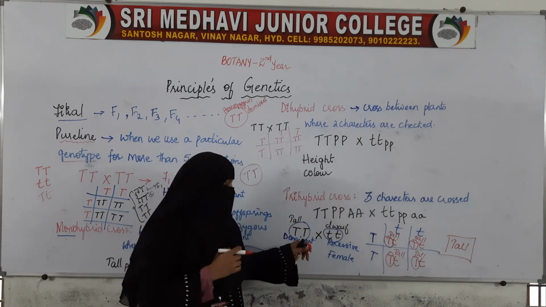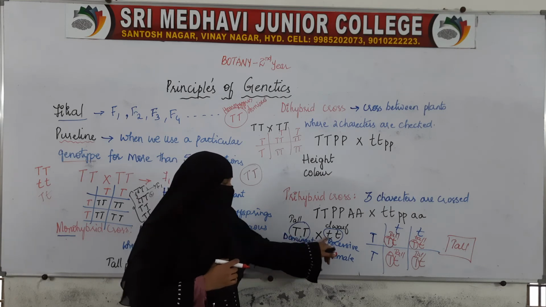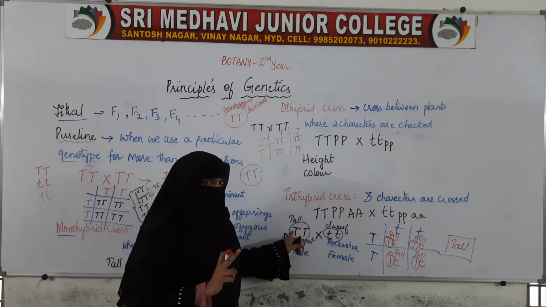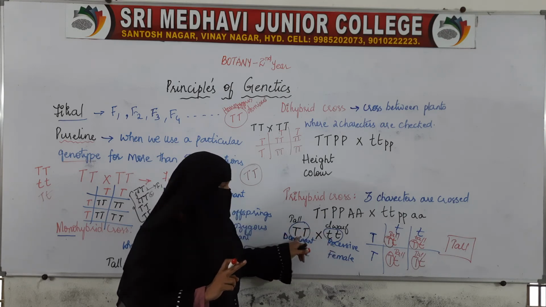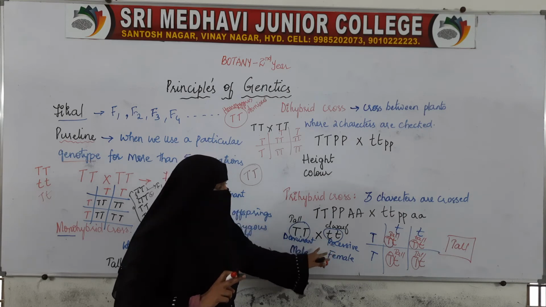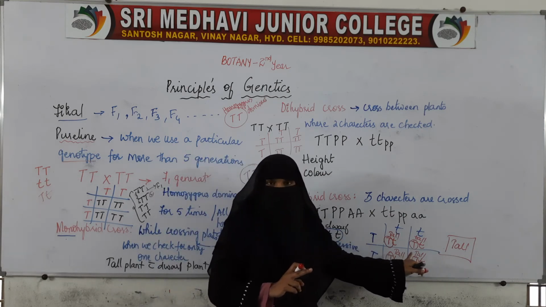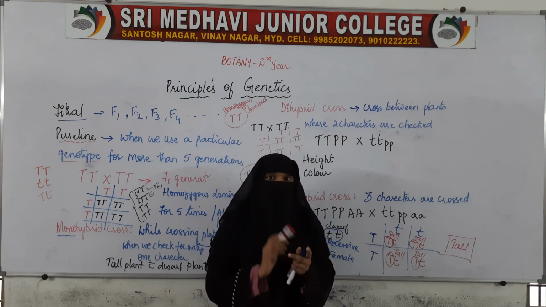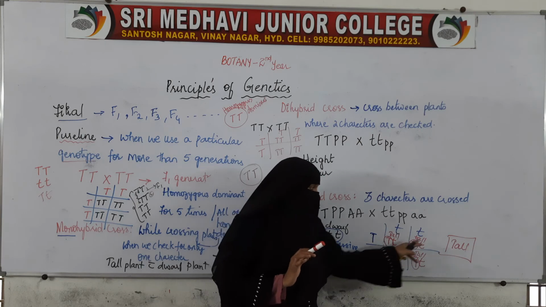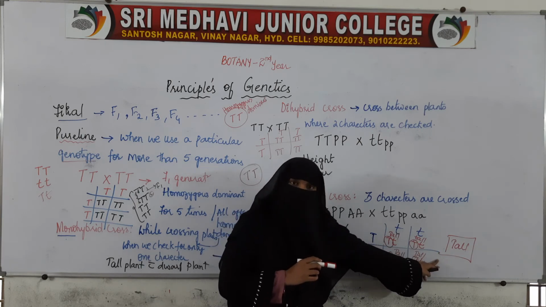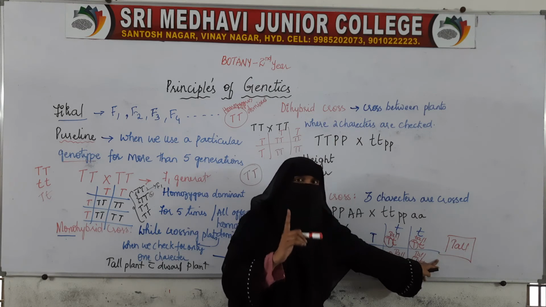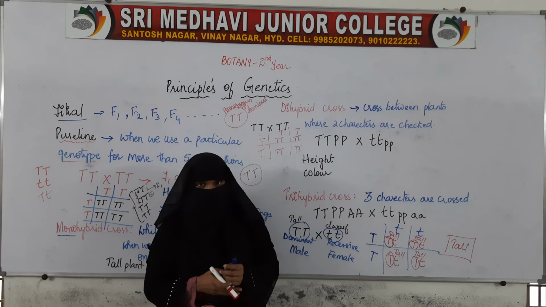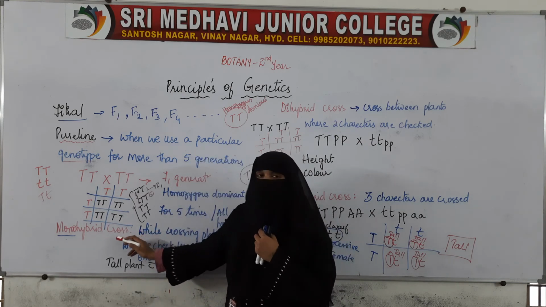So when there is a cross between a tall and a dwarf plant, one character we are using, that is height: tall height and short height. When there is a cross between tall height and short height, all the probable children will be tall only. In the first generation, all the children will be tall. So we are checking height, how height will be moving forward in another generation. So that is called a monohybrid cross.